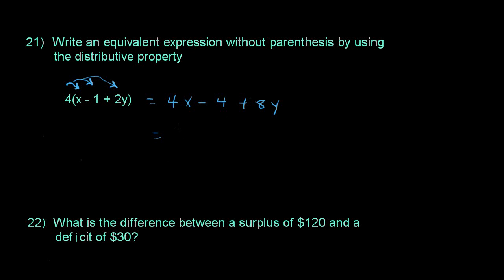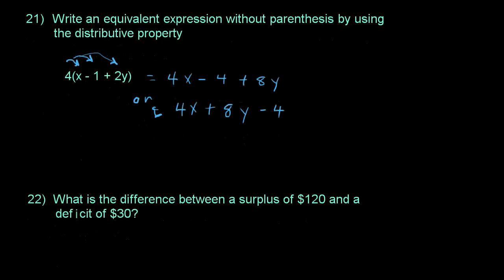Oftentimes they write this with the variable part first, so we could rewrite this as 4x plus 8y. We're using the commutative property, minus 4. We just switch the minus 4 and the 8y. And actually, I don't have to put equals here. I can just write or. Either answer is just fine on that problem.